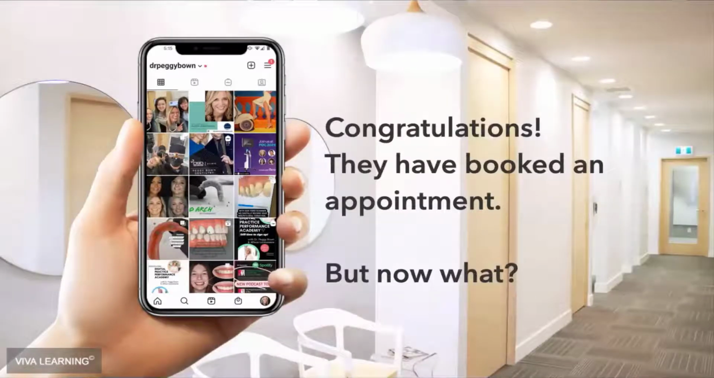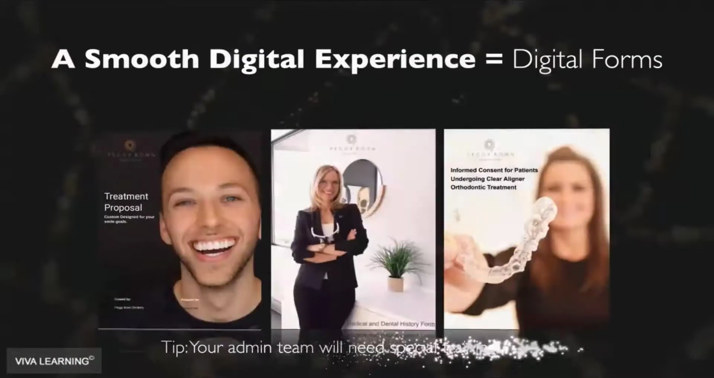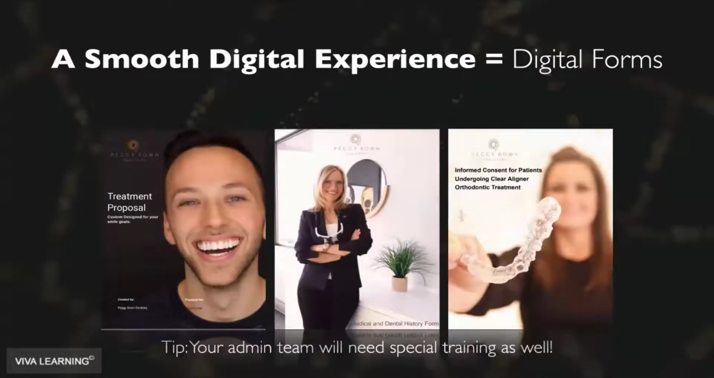So congratulations, they've now booked an appointment, but what now? That was part of what I was missing with the patient appointments. Once they had found me online, they were just calling my reception. Now we do a lot of things differently, and again, I'm not going to get into all that, but the point here is that it needs to be a smooth experience for them. You're going to be modern, you're going to be digital. You also want to think about the experience for them.